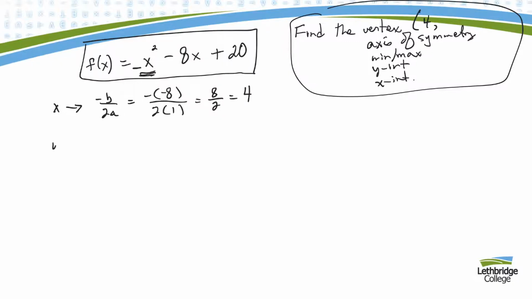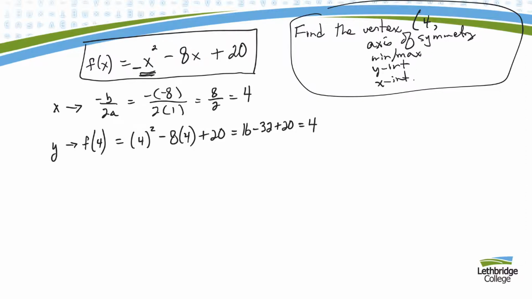Now let's find the y-coordinate. And you do that by finding what the value of the function is when you put in a 4 for x. So 4 squared minus 8 times 4 plus 20. So that'll be 16 minus 32 plus 20. So that'll be minus 16. I think that comes out to a positive 4. Well, that's sort of lucky. Okay, so the y-coordinate of the vertex is also 4.